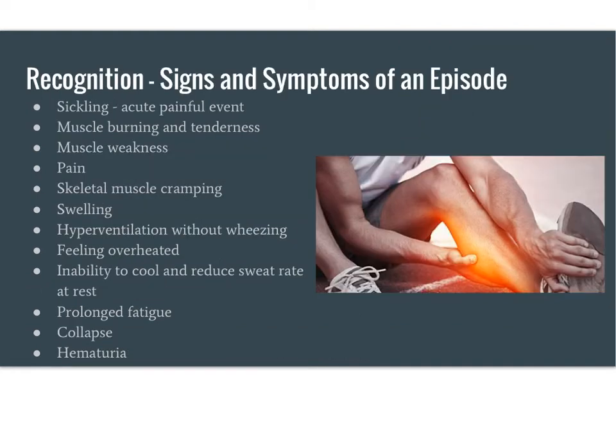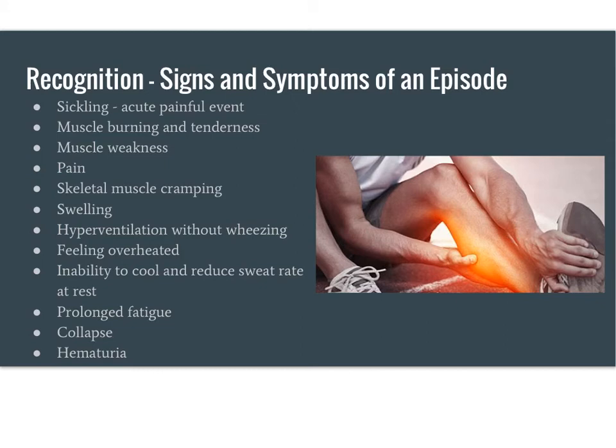Recognition of a sickling episode is a key component in the education of those involved with a sickle cell trait positive athlete. Sickling is an acute painful event that occurs when oxygen and blood fails to reach the affected tissues. Athletes may describe burning, pain, and weakness. They may experience muscle cramping, especially in the leg and back, and swelling of the limbs.